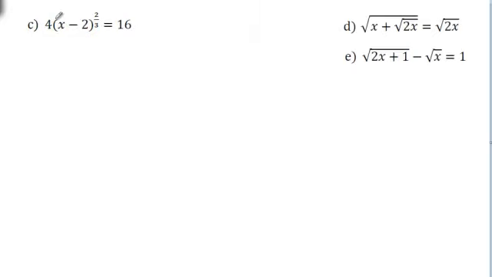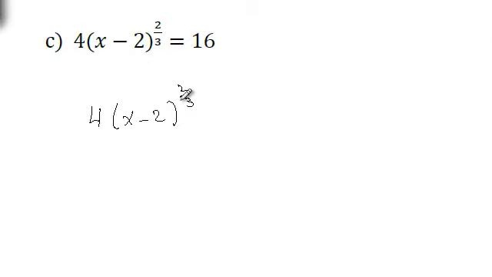Okay? Part C. 4 into x minus 2 all to the power 2 over 3 is equal to 16. Let's write it again. 4 into x minus 2 all to the power 2 over 3 is equal to 16. Now, we have 4 multiplied by all of this. This is with a rational exponent. So we have to take care. Everything beside the expression containing the rational exponent should be removed. Here we have 4 multiplied by this. So we have to remove the 4.